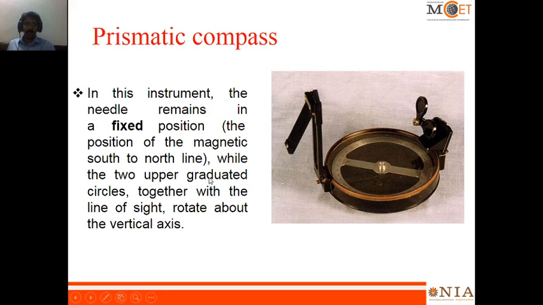while the upper graduated circle together with the line of sight, here it is a vane, and here it is a small arrangement through which we are able to see, rotates about the vertical axis. This can be rotated with respect to the vertical, but the needle remains fixed, right? So the entire outer portion can be rotated very easily, but the needle will be fixed. Where the needle exactly freezes, it shows the direction of north and south, right?